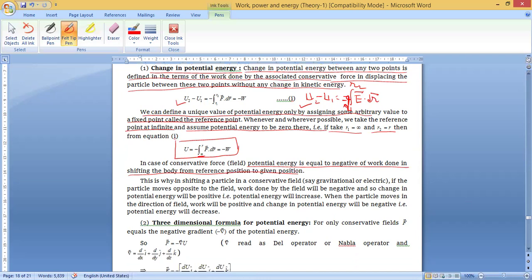Next, in shifting a particle in a conservative field, say gravitational or electric, if the particle moves opposite to the field, work done by the field will be negative, and so change in the potential energy will be positive. That is, potential energy will increase. When the particle moves in the direction of the field, work will be positive and change in the potential energy will be negative. That is, the potential energy will decrease.